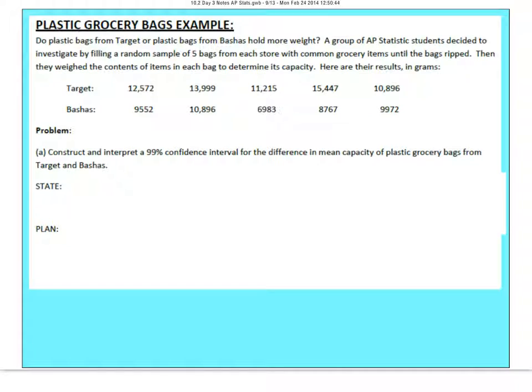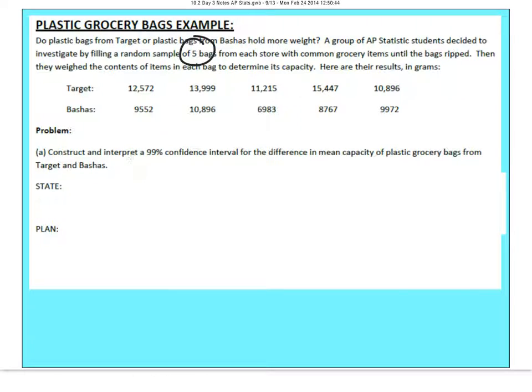Let's go ahead and do a confidence interval for the difference of two means from start to finish. Here we have plastic grocery bags. Do plastic bags from Target or plastic bags from Basha's hold more weight? A group of AP Stats students decided to investigate this. They did a random sample of 5 bags from each store, and then they filled them until the bags ripped. The weight of the contents were then recorded, and here's what we have. So the Target bags, the Basha's bags, and it was done in grams.